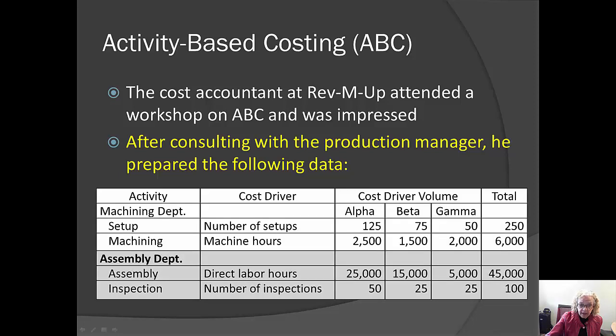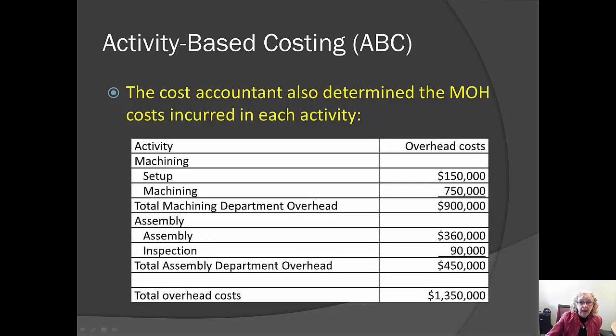In the assembly department, the cost accountant decided that we should pool assembly costs and use labor hours as the cost driver, and separately pool inspection costs and use number of inspections as the cost driver. And so the cost accountant gathered a bunch of data for the firm's three products, Alpha, Beta, and Gamma.